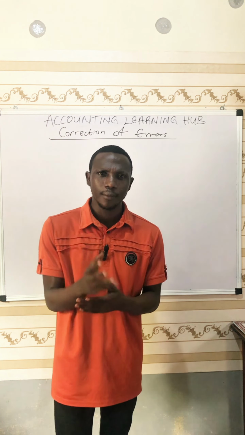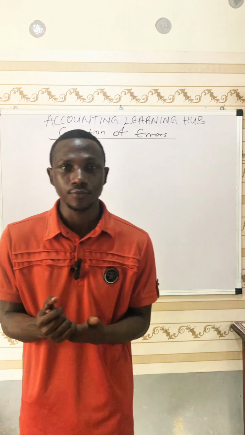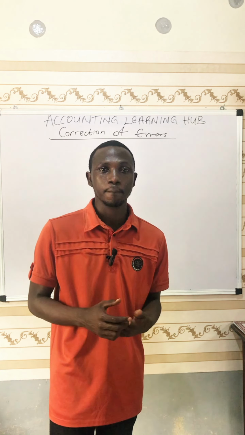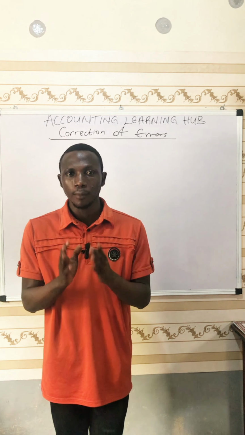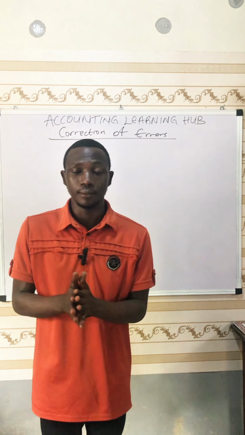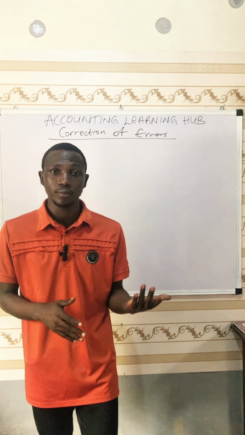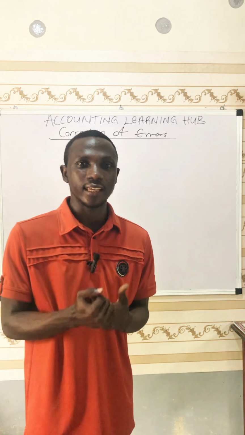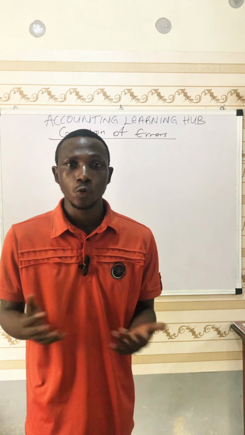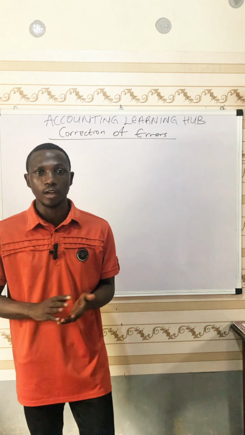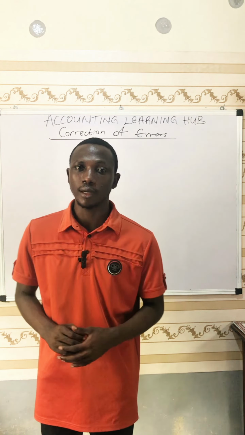We all know that a trial balance is a list of balances from the ledger, and it is used to test the arithmetic accuracy of the ledger. So we normally assume that since a trial balance is balanced, the ledger is accurate and there is no error. But sometimes this is not the case. There could be an error in the ledger and the trial balance will still balance. So now let's show some examples of errors that do not affect the agreement of the trial balance.